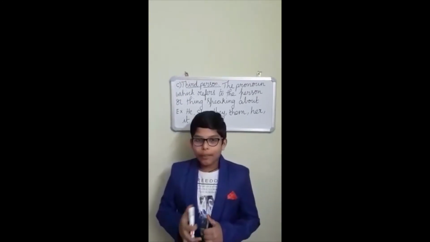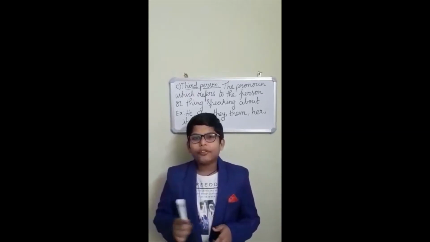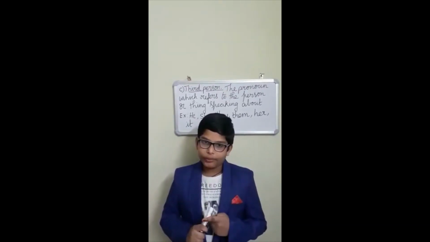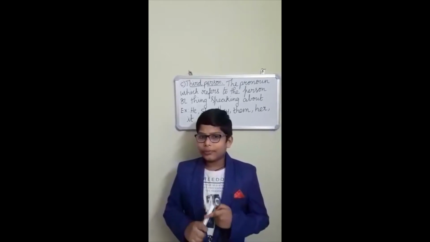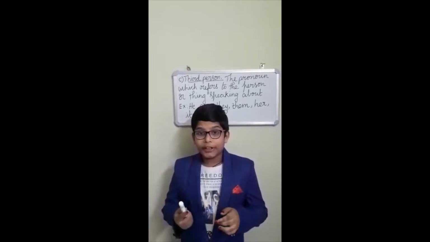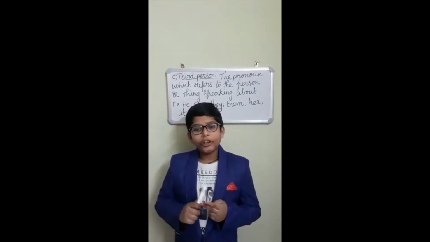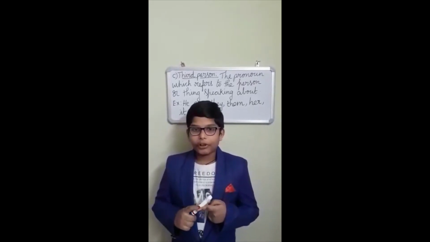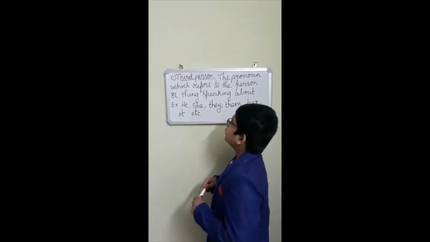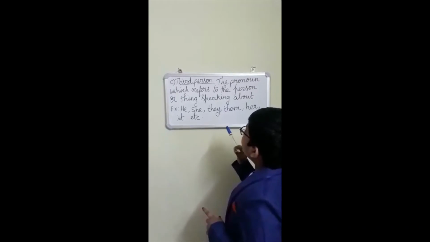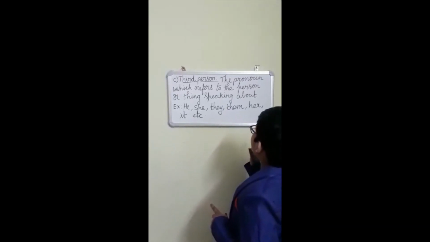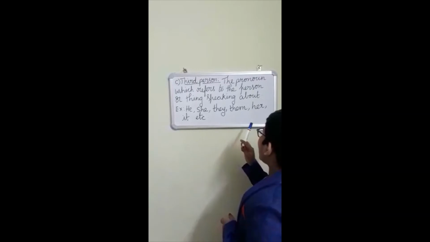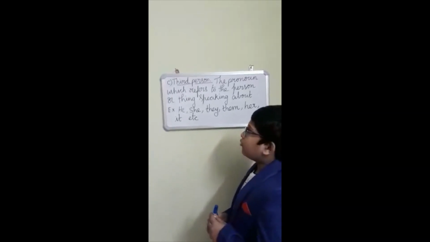Now let's remember about this personal pronoun. First of all, this personal pronoun is divided into 3 types: first person, second person, third person. First person means the person who is speaking. Second person means the person to whom we are speaking. Now let's go to the third person. The pronoun which refers to the person or thing spoken about is called the third person. Example, he, she, they, them, her, it, etc. Now coming to the next one.